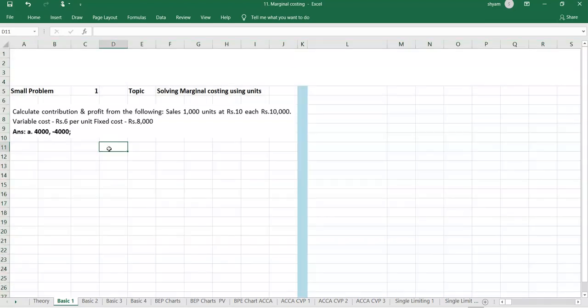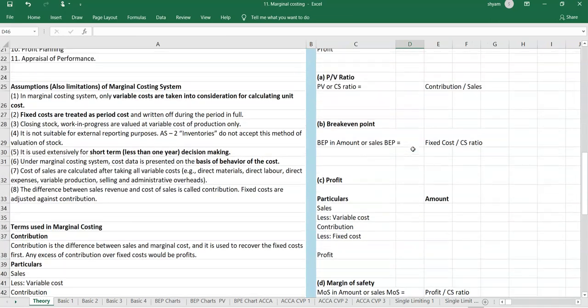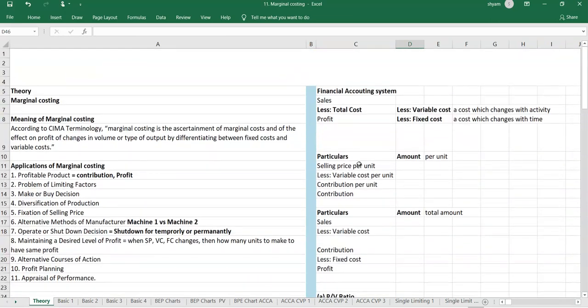So the question is, calculate contribution and profit from the following. Sales is 1000 units at 10 rupees, 10,000. Variable cost is 6 rupees, fixed cost is 8,000. Okay, so we can do it in two ways, the same problem. So we'll copy the format first.